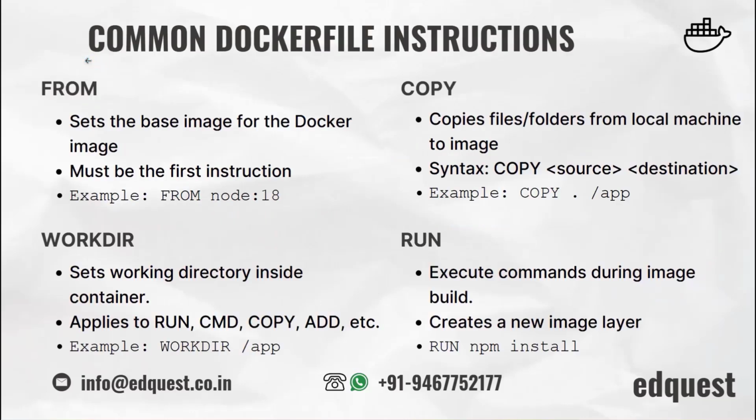In this session, we will go through some of the most commonly used Dockerfile instructions that you will use to build and customize your Docker images. Let's start with the FROM instruction. The FROM command sets the base image of your Docker image. This must be the very first instruction in every Dockerfile. For example, FROM node:18. If you are using Python, you can use python:3.10-slim. This tells Docker to start building the image using the Node version or Python version as the base.